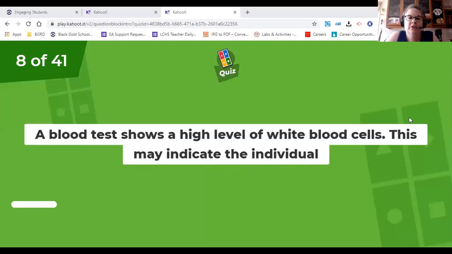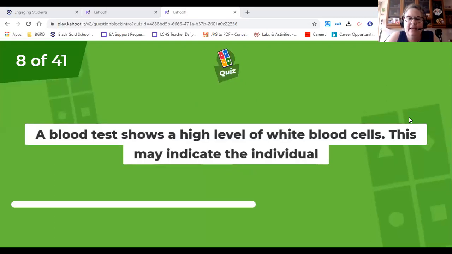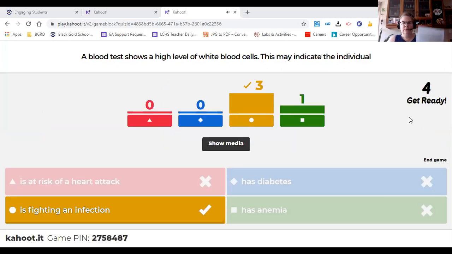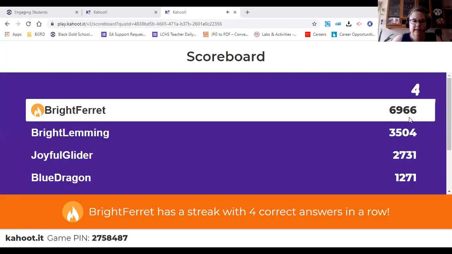A blood test shows a high level of white blood cells. This may indicate the individual is at risk of a heart attack, is fighting an infection, has diabetes, has anemia. Ooh, an infection. High white blood cells is an infection, most likely. All right, Bright Ferret's taking a handy lead here.